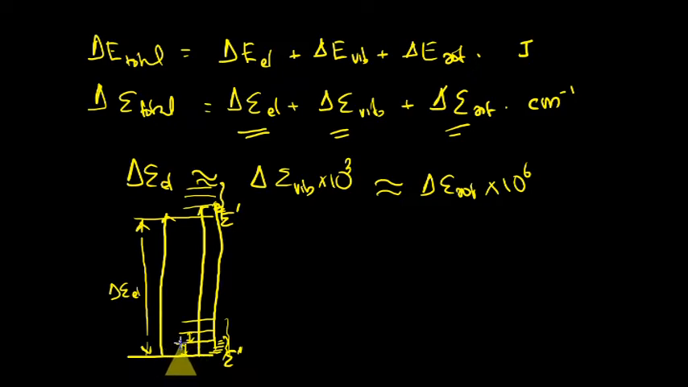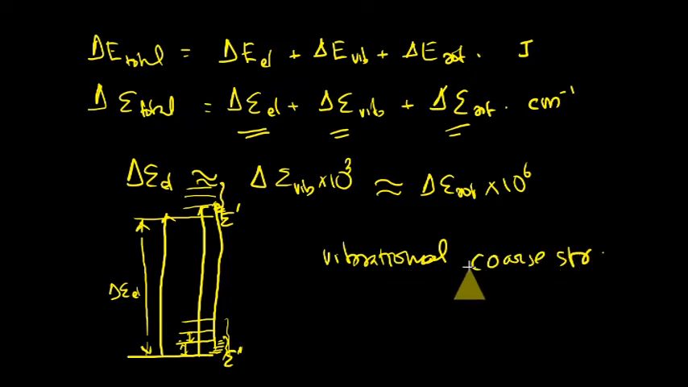The splitting due to the vibrational transition, or the number of lines appearing due to the vibrational transition within each electronic transition, that is called the vibrational coarse structure of the electronic spectrum. So when we are taking an electronic spectrum, within that electronic spectrum we will get a vibrational coarse structure. Vibrational coarse structure means the electronic transition is split into a number of lines due to the accompanying vibrational transition. That is what is called a vibrational coarse structure of the electronic transition.